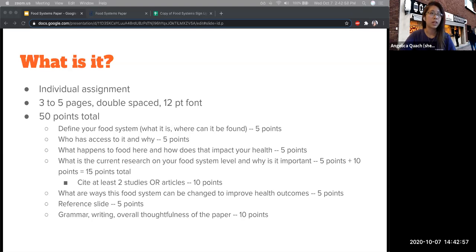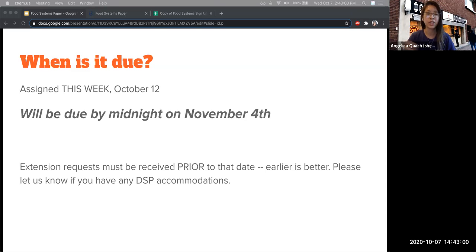Cool. Okay, so when is it due? It's assigned this week, October 12th. I'm recording it the previous week, but it is going to be released on October 12th, and it's going to be due by midnight on November 4th. We do grant extensions, but your extension requests need to be received prior to that date. Earlier is better. Just let us know what's happening in your life, and if you happen to need an additional couple days, we will definitely let you know. And if you have DSP accommodations that you would like to use towards this assignment, please also let us know.